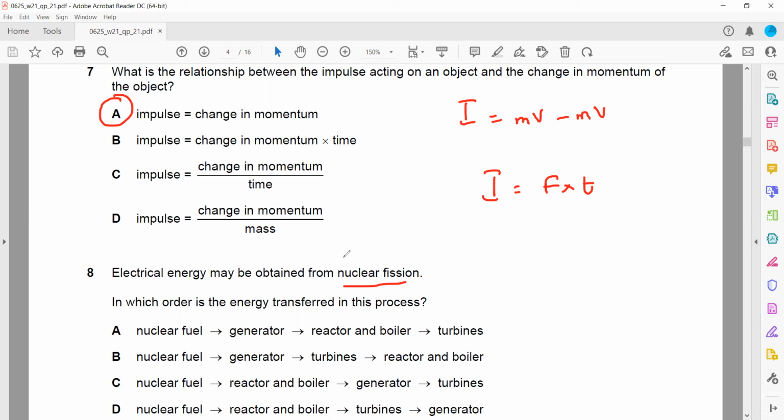So first we have a nuclear fuel, then in a reactor or a boiler, the nuclear fuel reacts inside a reactor, which produces heat energy, and that heat energy converts the water into steam in the boiler. When the steam rotates the turbine, which is connected to the coil of the generator, it produces electricity. So D is the right answer.